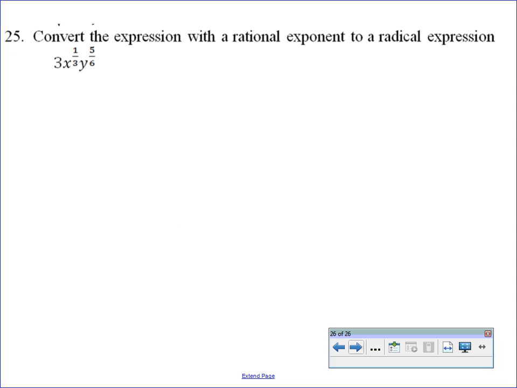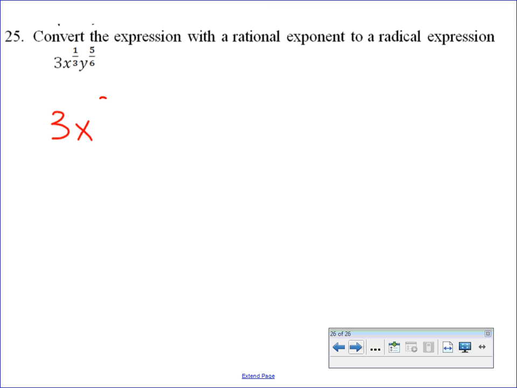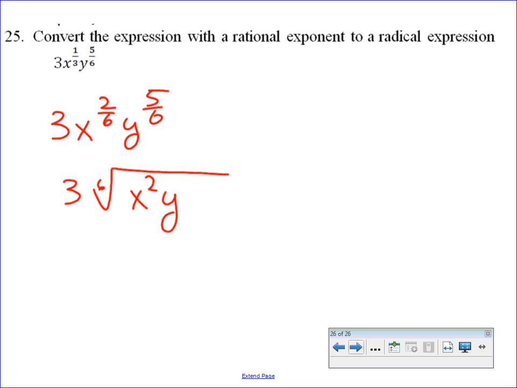All right, so this last one says convert the expression with a rational exponent to a radical. The problem is that I have two different denominators. So what I'm going to do is rewrite it so that they have the same denominator. 1/3 and 2/6 are the same. We have to find the common denominator and change it. So this is going to be 3 times the 6th root of x squared y to the 5th.